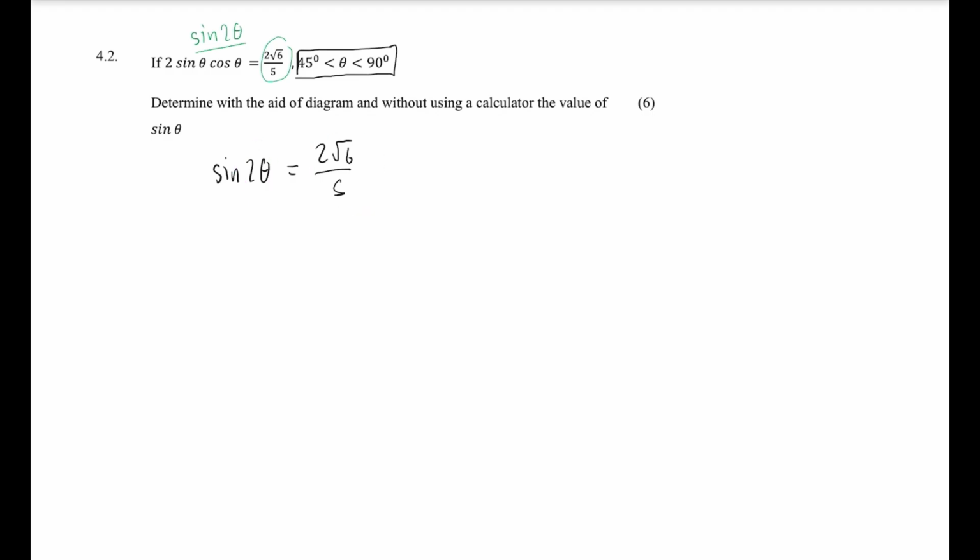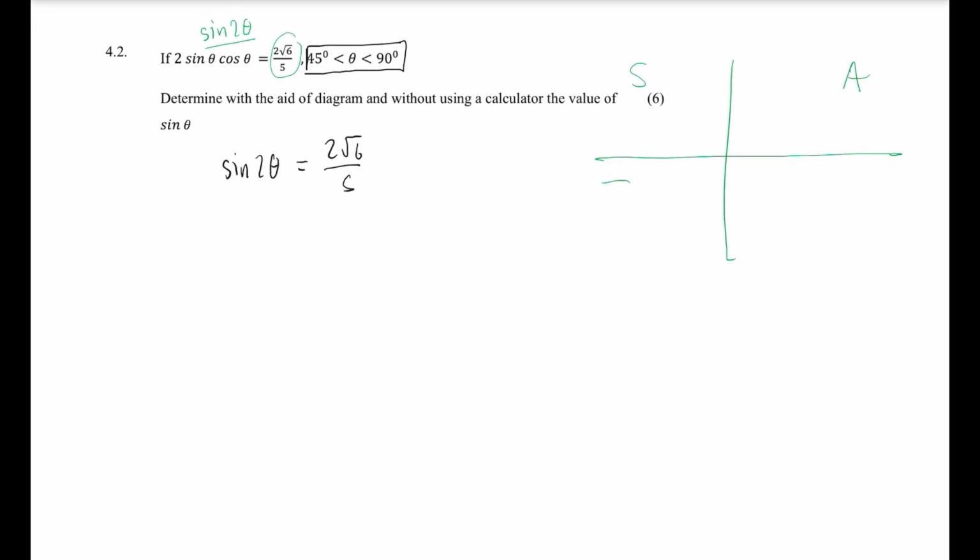So where is sine positive? If you check your diagram, where you have All Students Take Coffee, you see that sine is positive in the first and the second quadrant, which means that 2 theta is either going to be in the first quadrant or in the second quadrant, right? So that's what we have. Now I'm going to do a tick on this quadrant, and a tick on this other quadrant. That's one bit of information which you have.